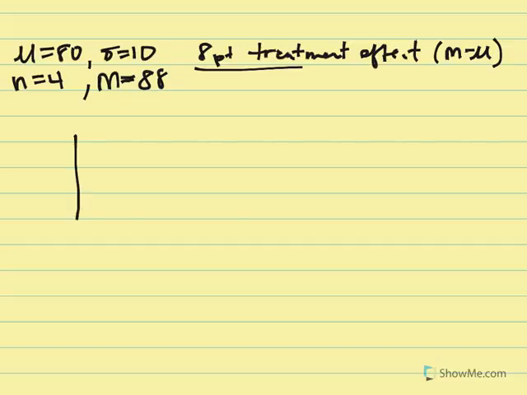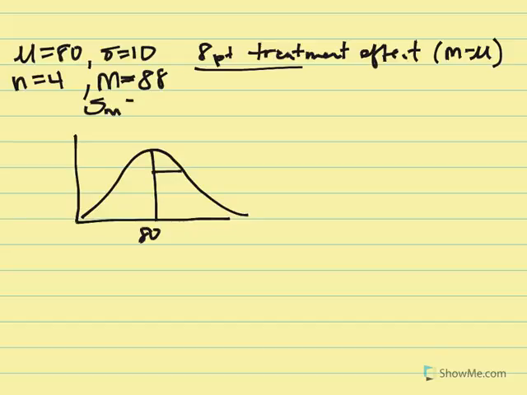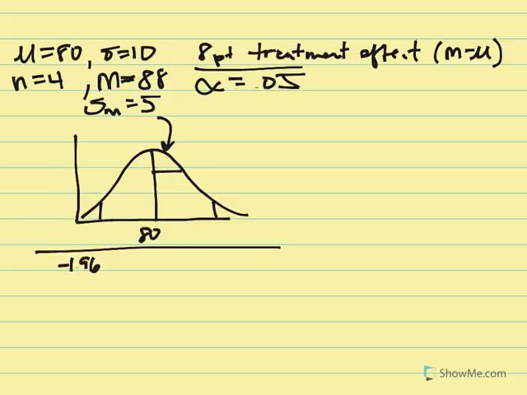So again, starting with our original distribution with the mean equal to 80, and our standard error of the mean is equal to 5. So that's representative there. And we're going to use alpha equal to 0.05. So we'll create our critical region, and we know that that's equivalent of a z-score of negative 1.96 and positive 1.96. And what we're going to do now is solve for the sample mean here. In other words, what is the sample mean that is equivalent to 1.96 standard error units above the mean?